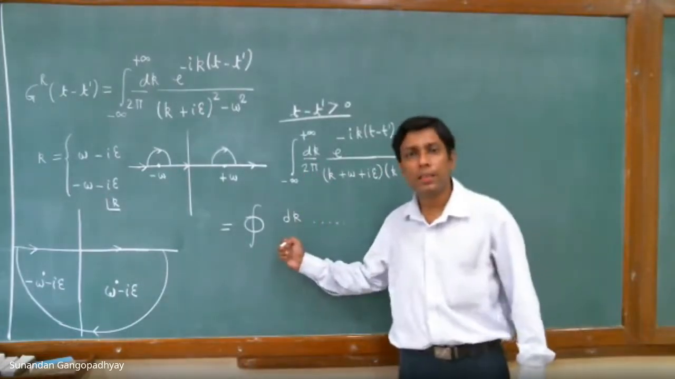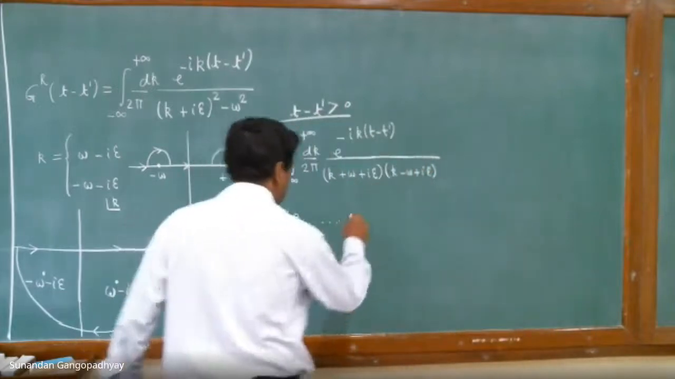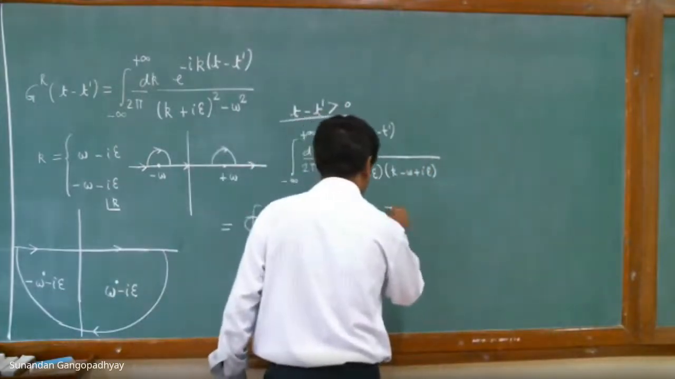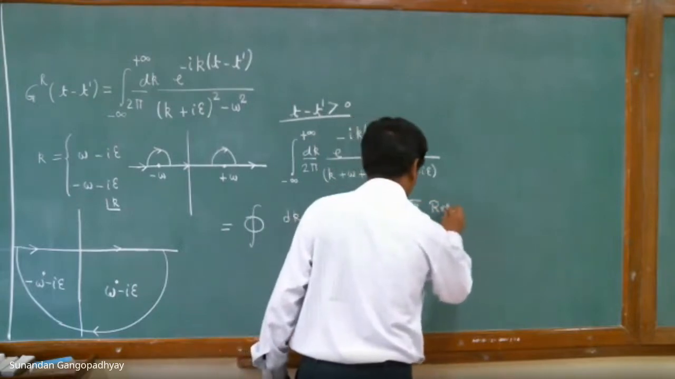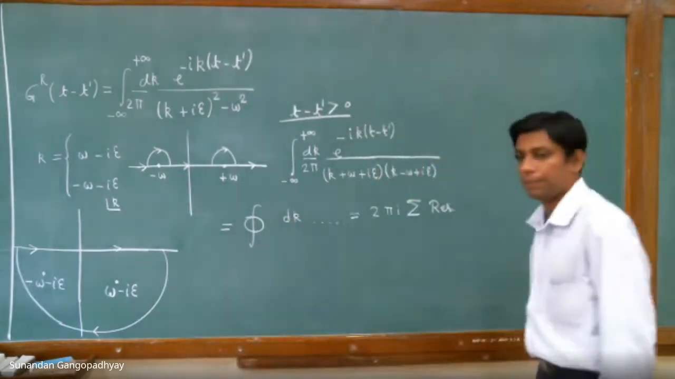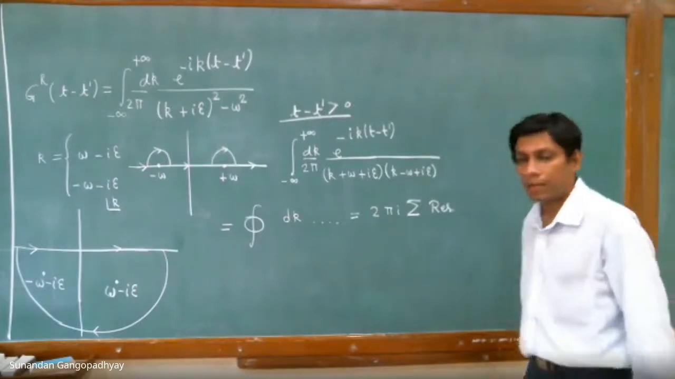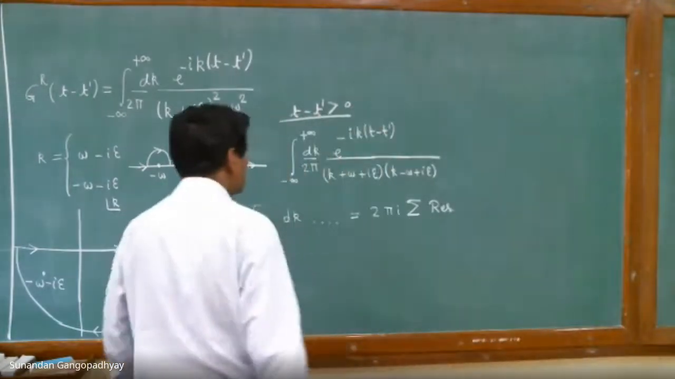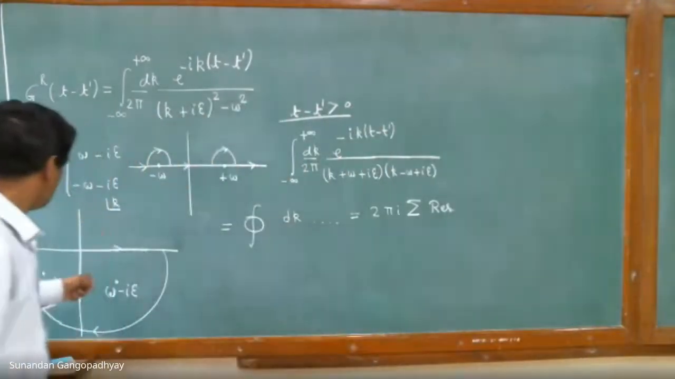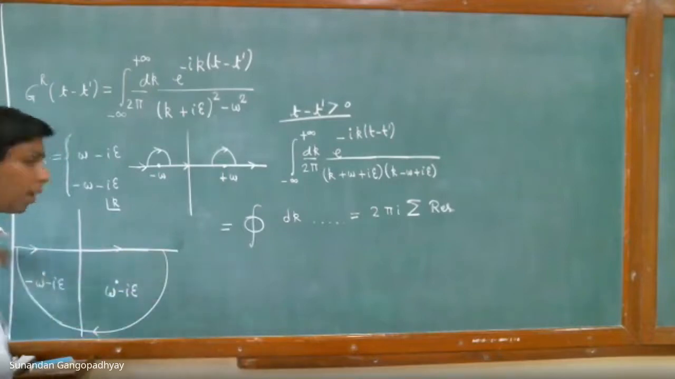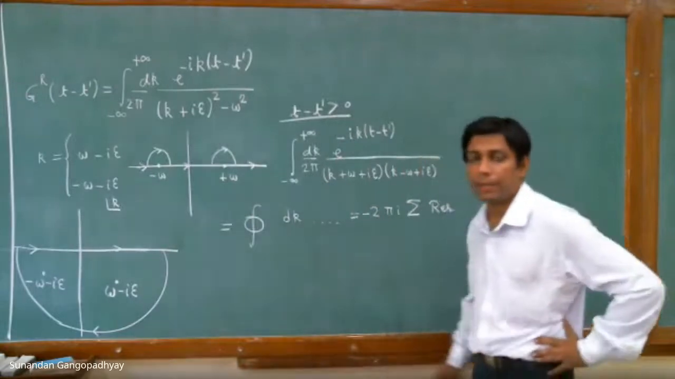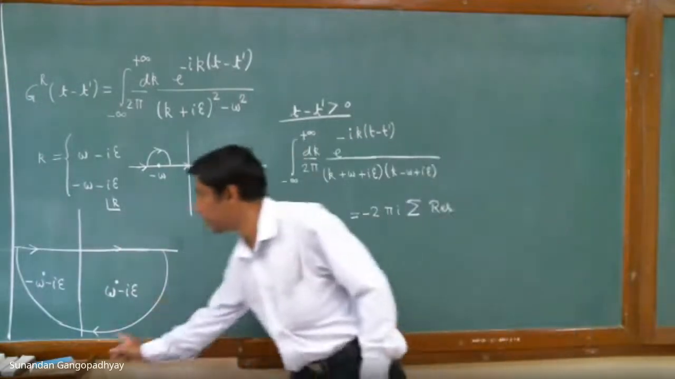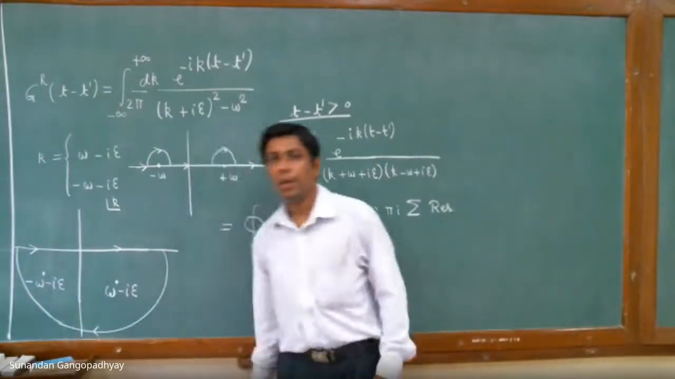But you know that this is equal to, by the Cauchy residue theorem, 2 pi i times the sum of residues at its poles. So you have to calculate the residues. But in this case, we are closing in the lower half plane, and therefore we shall get a minus sign due to the orientation of this curve. So you are moving in the clockwise direction.